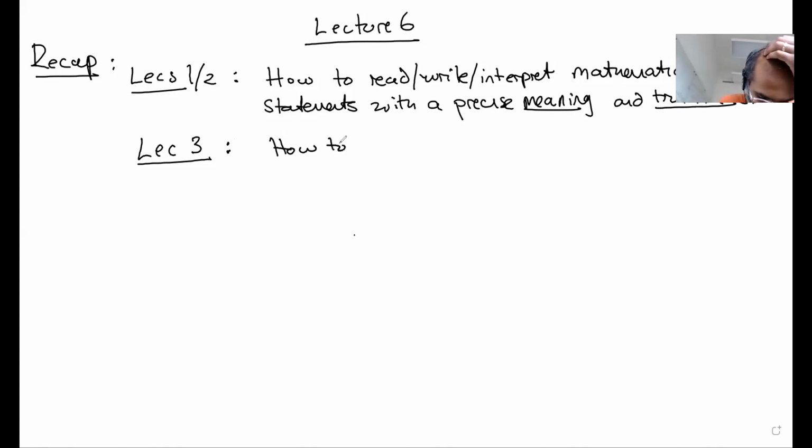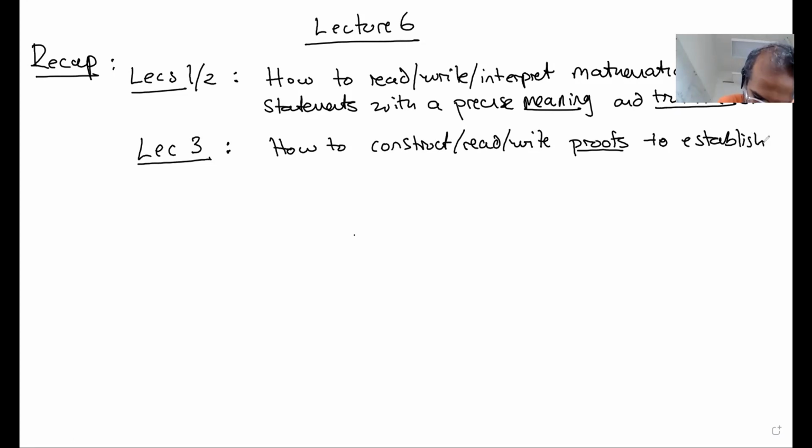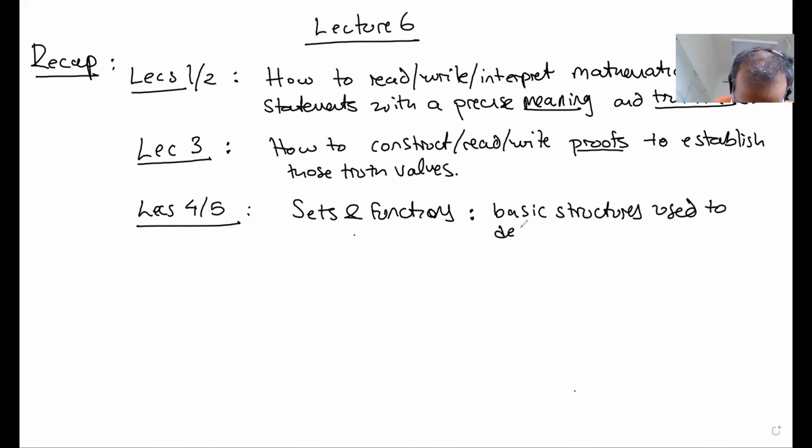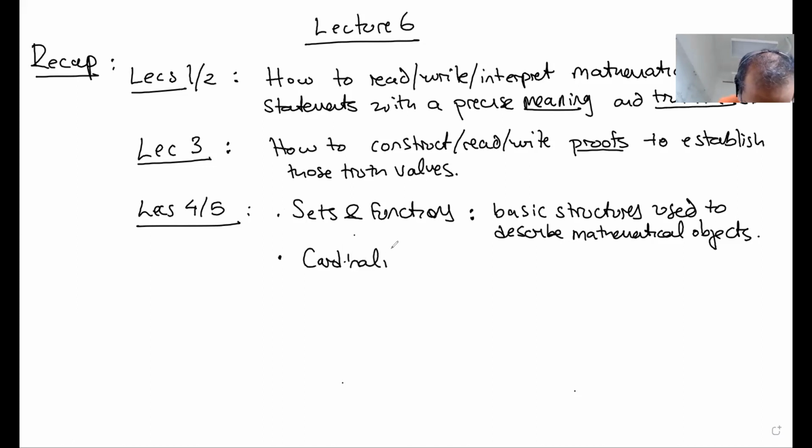Lecture 3 was about how to construct, read, and write proofs to establish these truth values. And that'll be an ongoing thing in the whole course, not just lecture 3. And then lectures 4 and 5 are about sets and functions, which are basic structures that we'll use to describe many mathematical objects. And we also discussed this notion of cardinality, which is a way to measure sizes of finite or infinite sets.